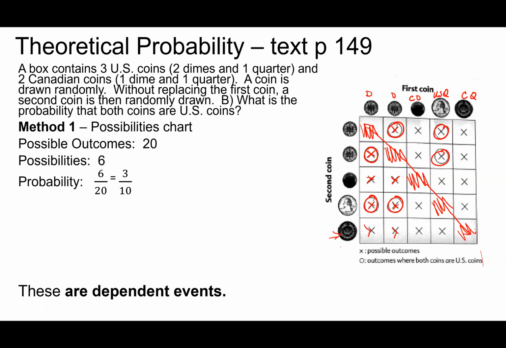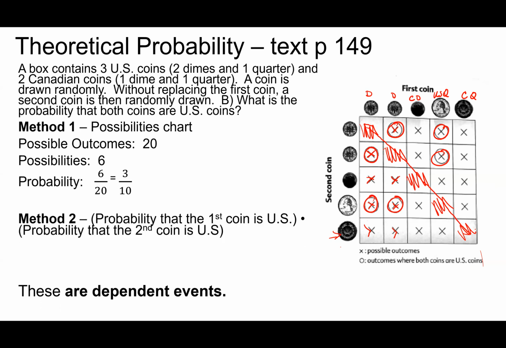Okay. So are these independent or dependent? Well, it already shows you. These are dependent events. Okay. All right. So let's do another method. Let's use the mathematical method. All right. What's the probability, let me erase some of that, that the first coin will be a US coin? We just did this a moment ago. What was the probability that the first coin would be a US coin? Elijah?